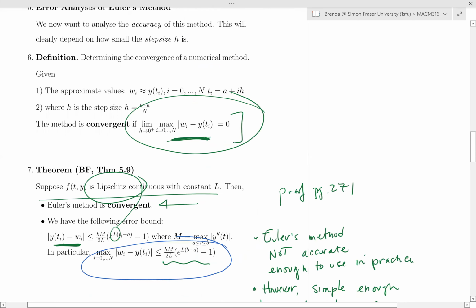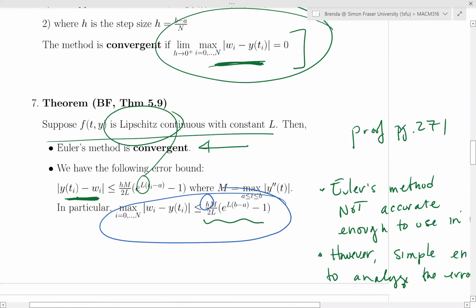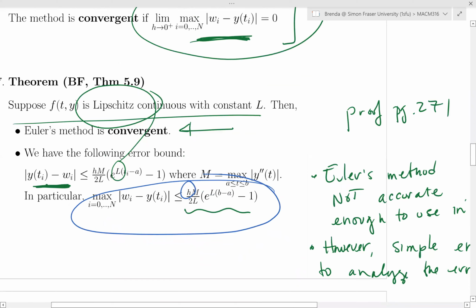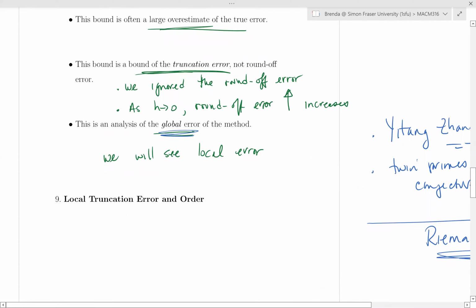We had this global error bound, and it's an O(h) situation, right? That's an h right there. So the global error is O(h), and now we're going to look instead at what we're going to call the local error. That's partially because it is difficult to analyze some of the more complicated methods and figure out what the global error actually is.